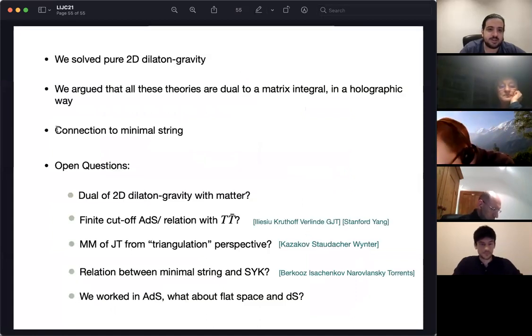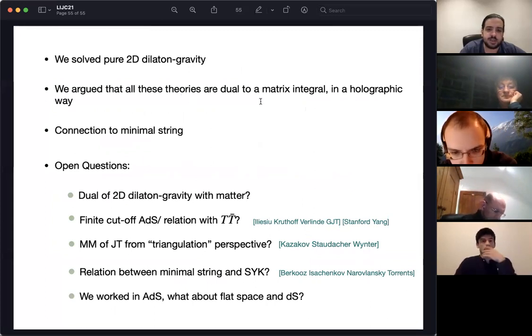Okay, so that's all. So we solved pure 2D dilaton-gravity. We argue that all these theories are dual to matrix integrals, and this can also be generalized. You can add gauge fields, you can do non-orientable surfaces, you can add supersymmetry, and they're all interesting generalizations. I pointed out the connection to the minimal string, and there are some open questions, but maybe I will just stop here because it's super late.